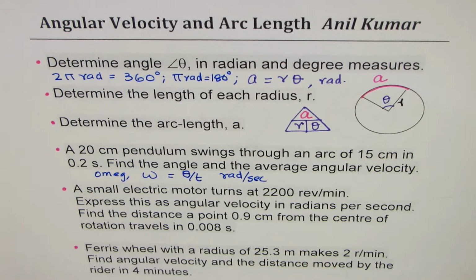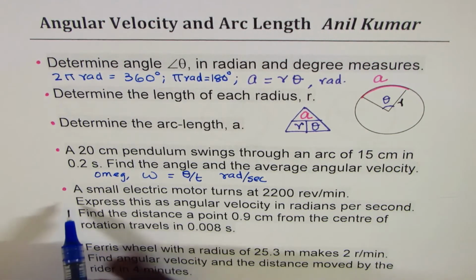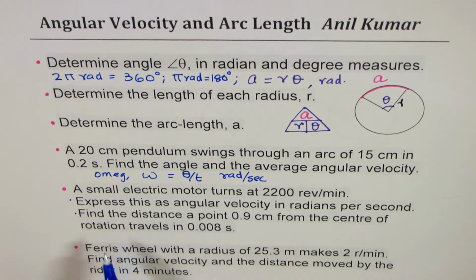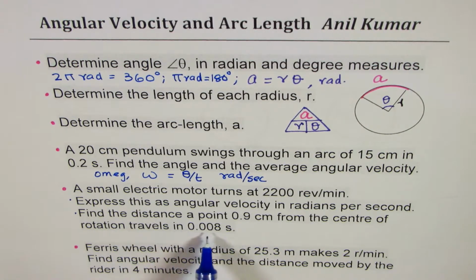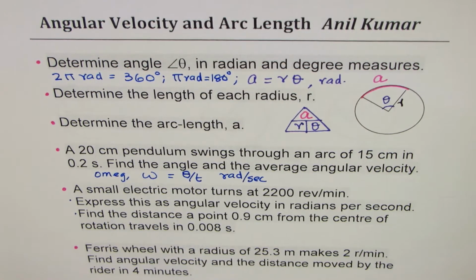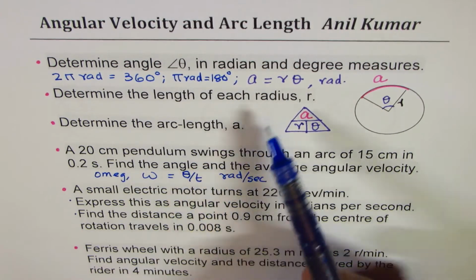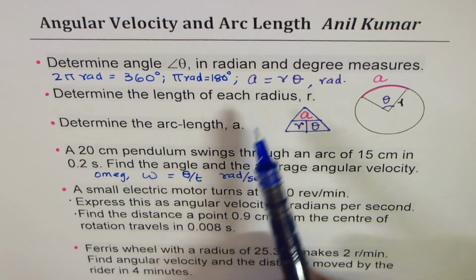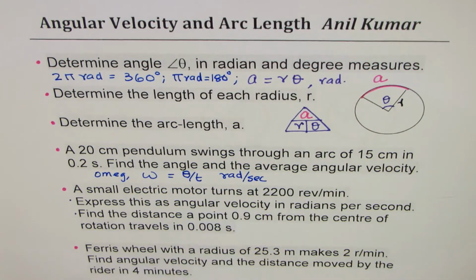The next question is, a small electric motor turns at 2200 revolutions per minute. Express this as angular velocity in radians per second. And the second part of this question is, find the distance a point 0.9 centimeter from the center of the rotation travels in the given time, which is 0.008 seconds, right? So here we have to combine these 2 formulas, A equals r theta and omega equals theta by t, right? You see the connection and then get the answer.